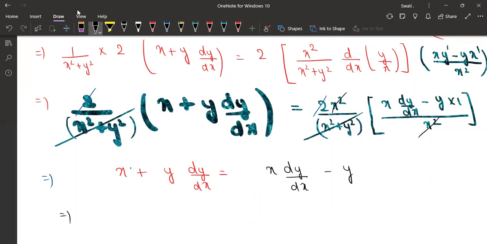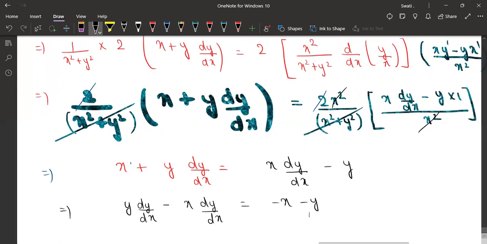Now I can shift this dy dx to the other side. So what will happen? This will become y dy dx as it is, and shifting this x dy dx to the other side, it will become minus x dy dx, and this will become minus x and minus y, right? Minus y as it is, x we have shifted to the other side, so it became minus x.